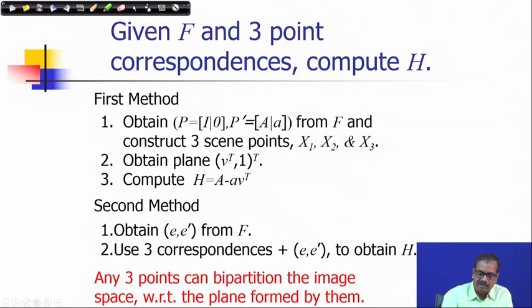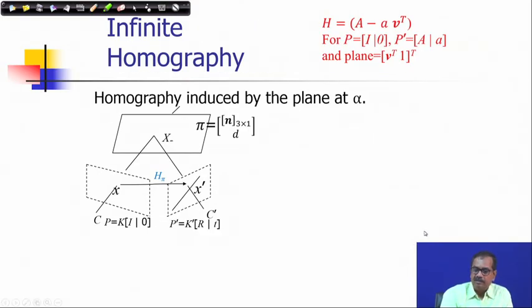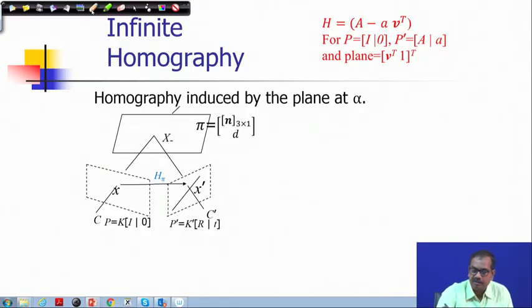So, this is also another interesting feature, that any 3 points can bipartition the image space with respect to the plane formed by them. Infinite homography we discussed earlier also, and let us discuss it in the context of this plane induced homography. You consider any general plane induced homography, the result shown here at the top. Here you can see the general result of homography given your projection matrices in this form and also the 3-dimensional plane represented in this form.